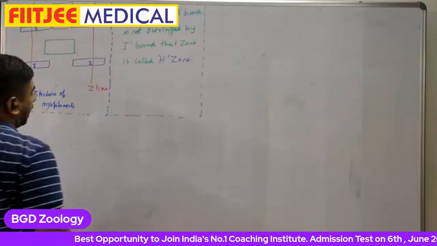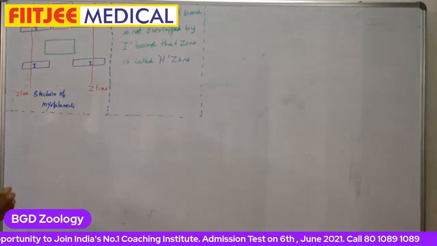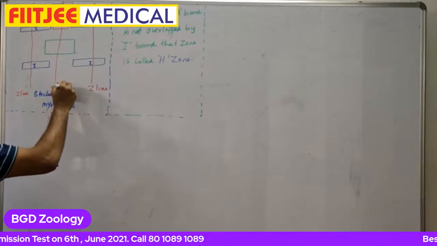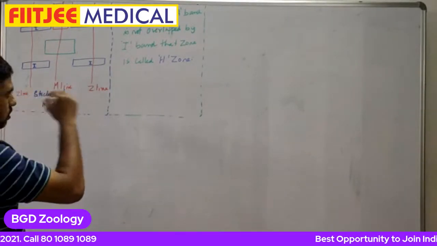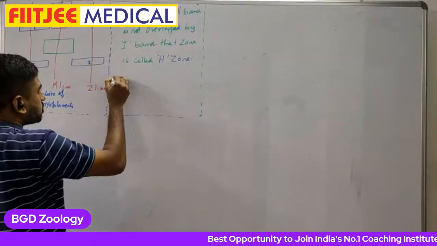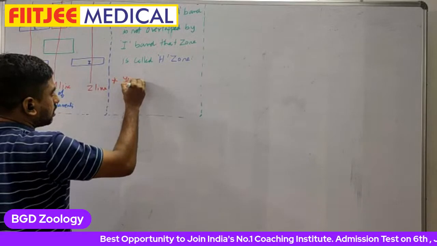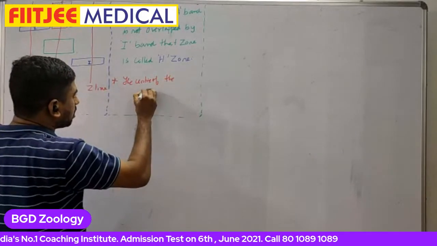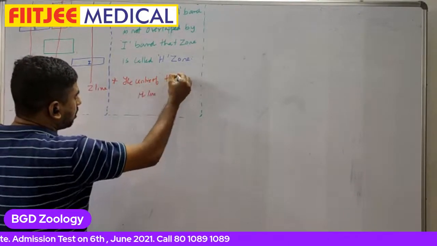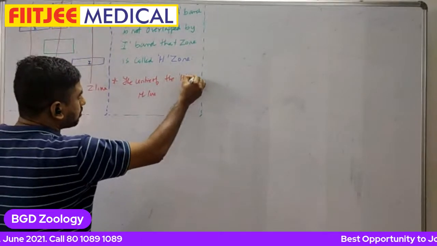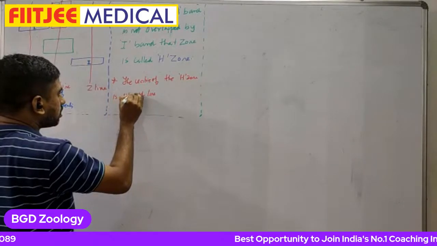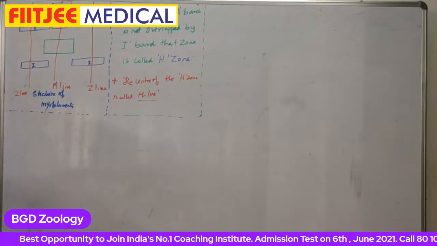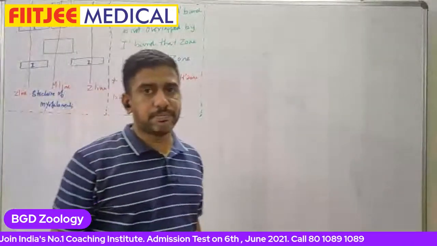Now, if you take the center of the axon, there is another line, and that line we call the M line. Please make sure that you understood better. The center of the axon is called the M line. Clear? No doubt there also, absolutely clear.